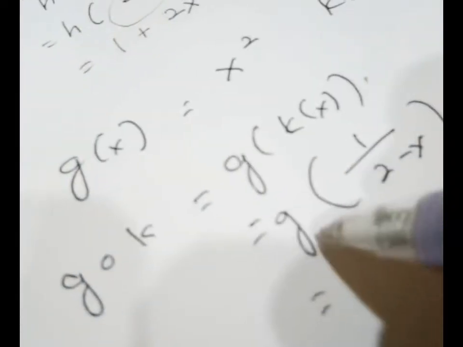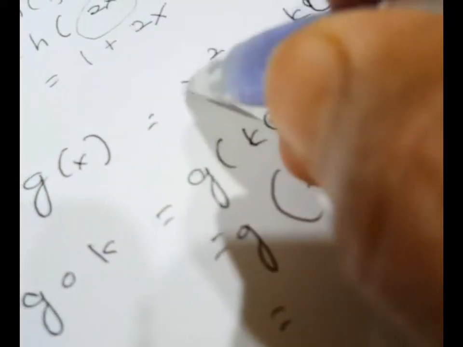So g(x) is x square. Now replace x here by 1 over 2 minus x. So we have (1 over 2 minus x) square. So the answer is (1 over 2 minus x) square.